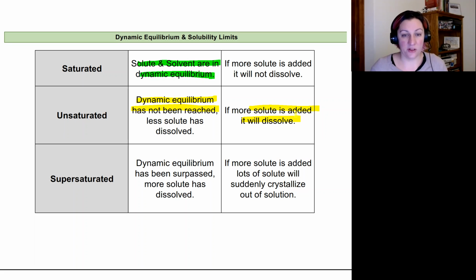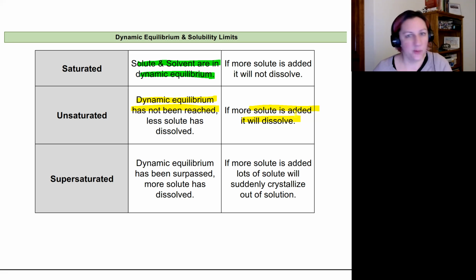Now, supersaturated is when we've passed dynamic equilibrium. We've actually dissolved more solute than we would see dissolved at equilibrium. And so, if I add more solute to this solution, suddenly a lot will fall out into the bottom of the beaker. We'll see a sudden recrystallization that occurs throughout the entire solution. And usually, supersaturated solutions need a lot of stillness to form them, or you need to apply heat.